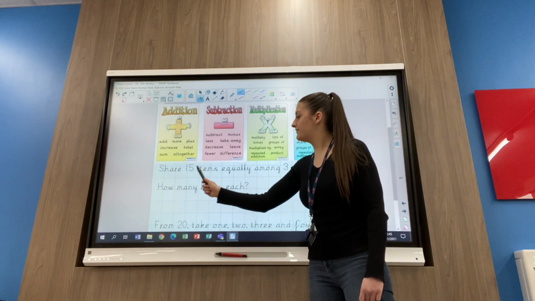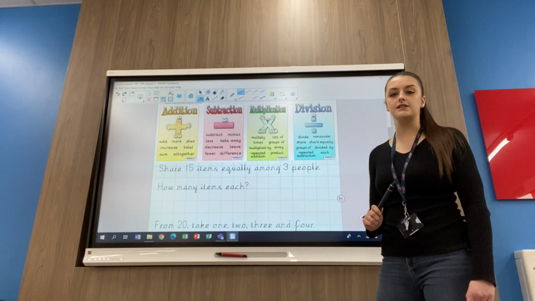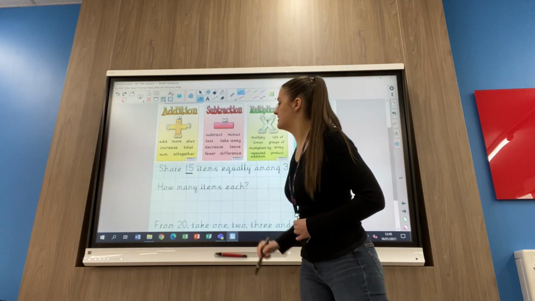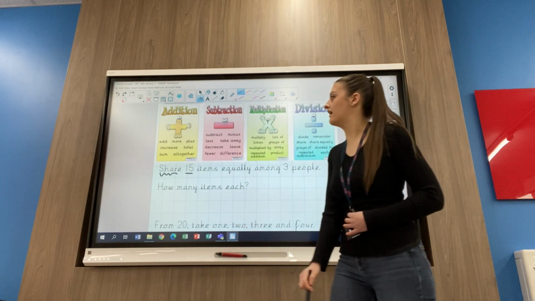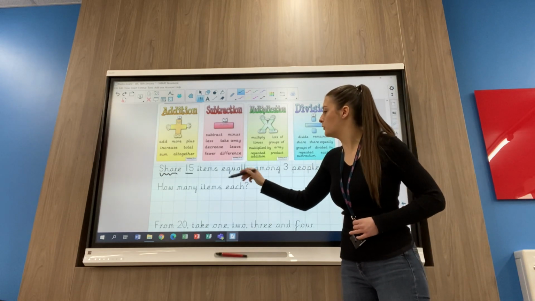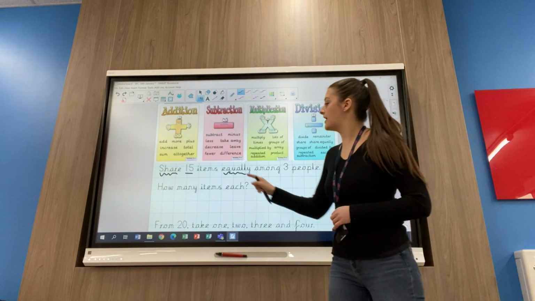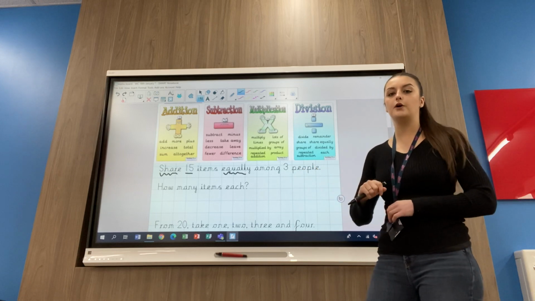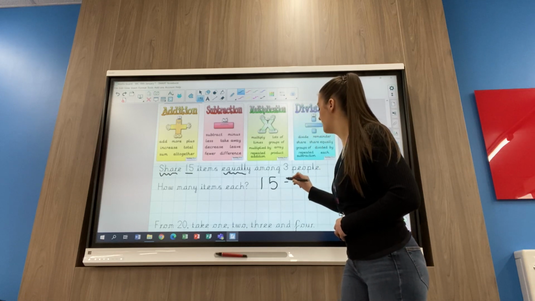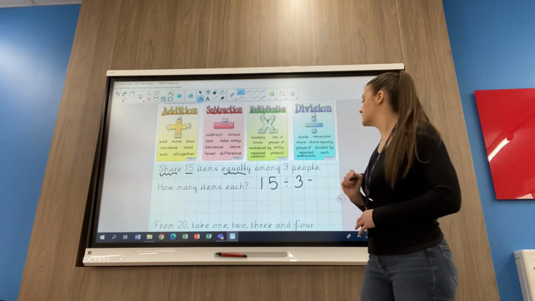So I've got share 15 items equally among 3 people. How many items each? So how many do they get each? So I've started with 15 items, and there's my key word to share. So which operation do you think we're going to be doing here if we're sharing? And we're sharing them, another key word, equally. If you said division, well done. So I'm going to share my 15 items among 3 people. Now we know when we divide, we start with the biggest number first. So the question's asking me to do 15 divided by or shared into 3 groups, okay?